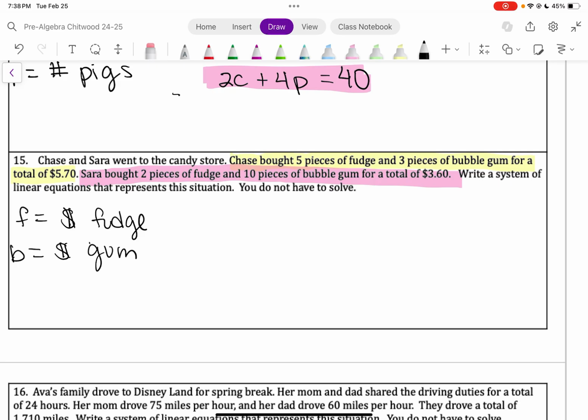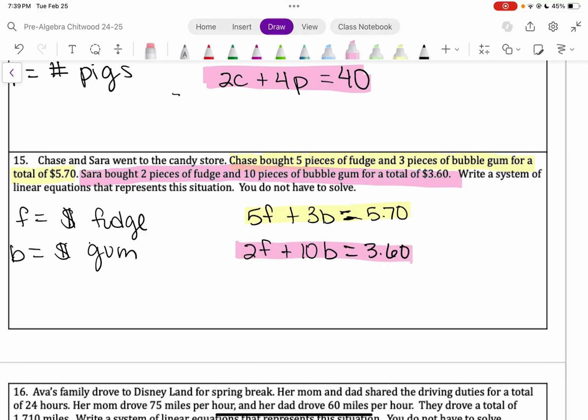So if Chase bought 5 pieces of fudge, there's 5 of them. I don't know how much they cost, but F is what the price per fudge costs. So I'm going to put 5F plus 3B equals 570. That is my first equation that we got from right here. Then I want to put my second one. Sarah bought 2 pieces of fudge and 10 pieces of gum, which cost $3.60. And that's that. And again, we do not have to solve it.